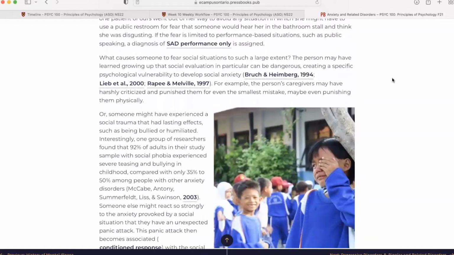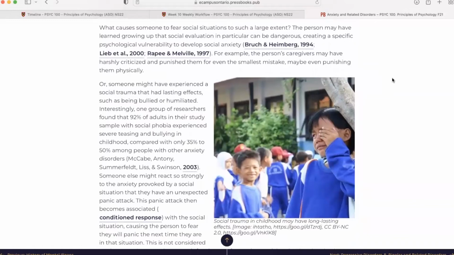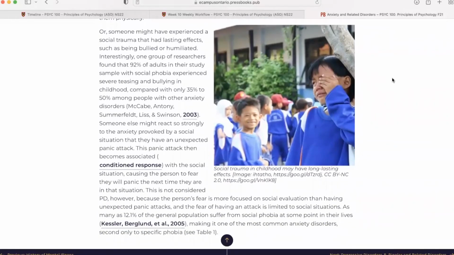The person may have learned growing up that social evaluation in particular can be dangerous, creating a specific psychological vulnerability to develop social anxiety. For example, the person's caregivers may have harshly criticized and punished them for even the smallest mistake, maybe even punishing them physically. Or someone might have experienced a social trauma that had lasting effects, such as being bullied or humiliated. Interestingly, one group of researchers found that 92% of adults in their study sample with social phobia experienced severe teasing and bullying in childhood, compared with only 35% to 50% among people with other anxiety disorders.